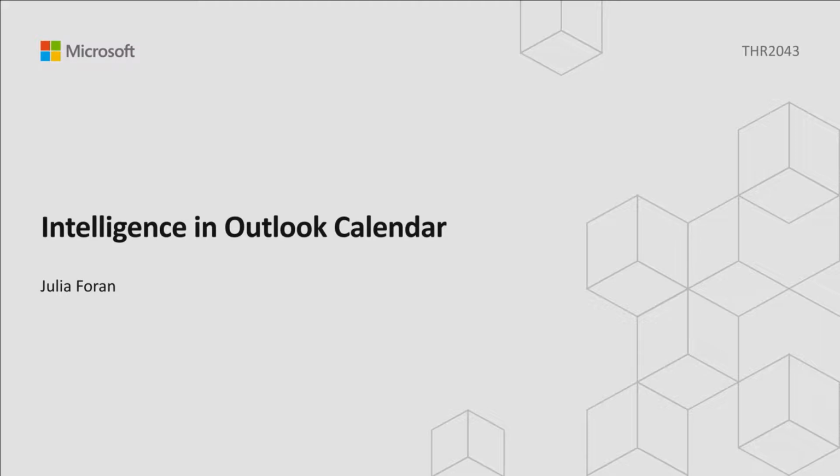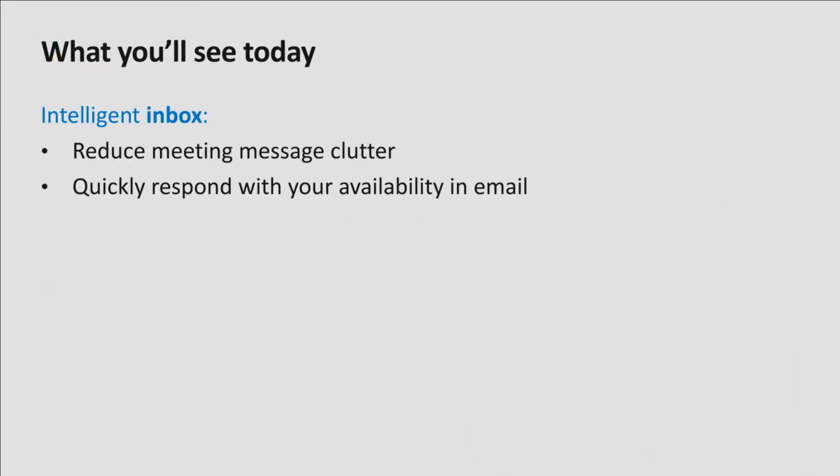So I'll start off with how we're going to break out this theater session. The first thing we're going to talk about is how we're doing smarter calendaring when it comes to what's in your inbox. Obviously you get a lot of meeting messages in your inbox, and also people email you to meet, and we're talking about some intelligence we have there.